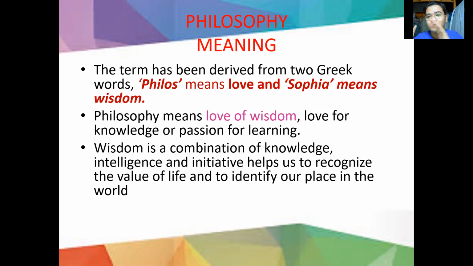Anyway, so wisdom is a combination of knowledge, intelligence, and initiative, which helps us to recognize the value of life and to identify our place in the world. Well, there are so many things. I mean, the universe is so vast. The universe is so vast. Actually, the observable universe is 14.7 billion light years away from Earth, and that's a lot of distance.